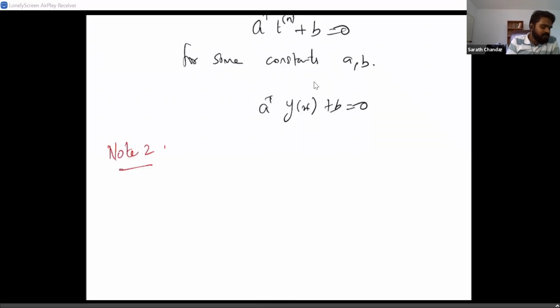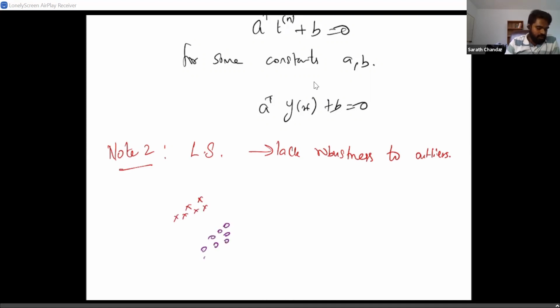The second note is about the limitations of using least squares: least square solutions lack robustness to outliers. What do I mean by that? Let's say I have a bunch of data points, crosses and circles. I have to draw a line to classify these two using least squares, and roughly this is what the classification boundary is going to be, right?